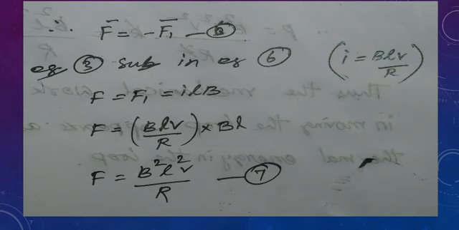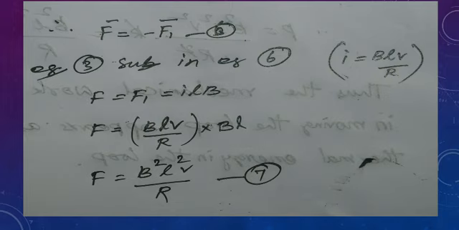Therefore I am substituting the I value from equation number 3, BLV divided by R, into BL. So F is equal to B square L square V divided by R. This is equation number 7. The total force F on the right side is B square L square V divided by R.